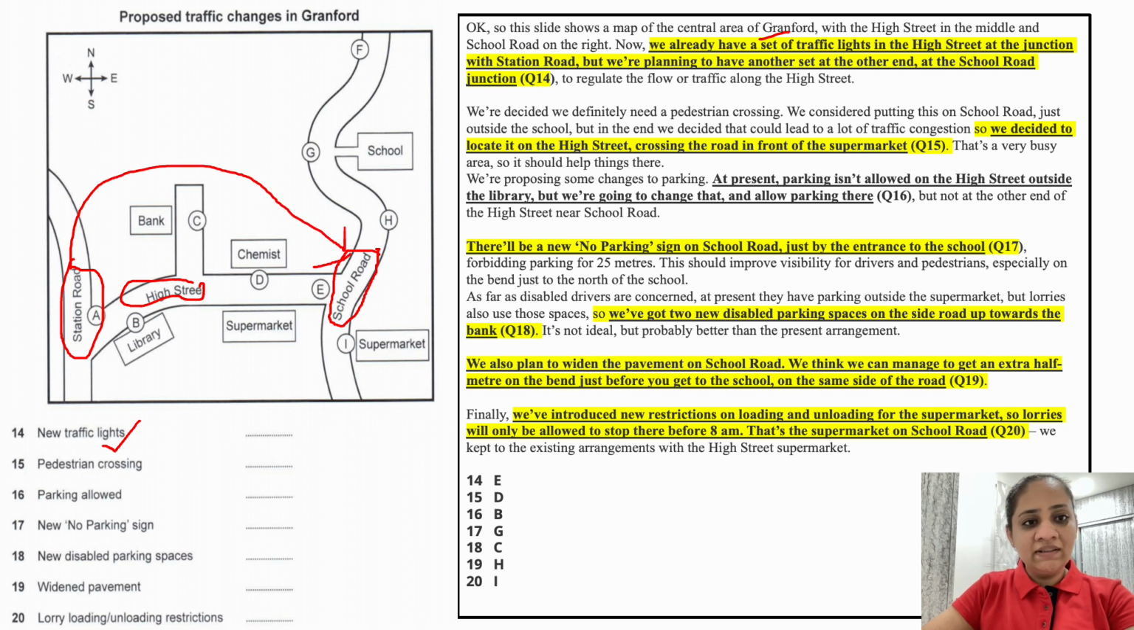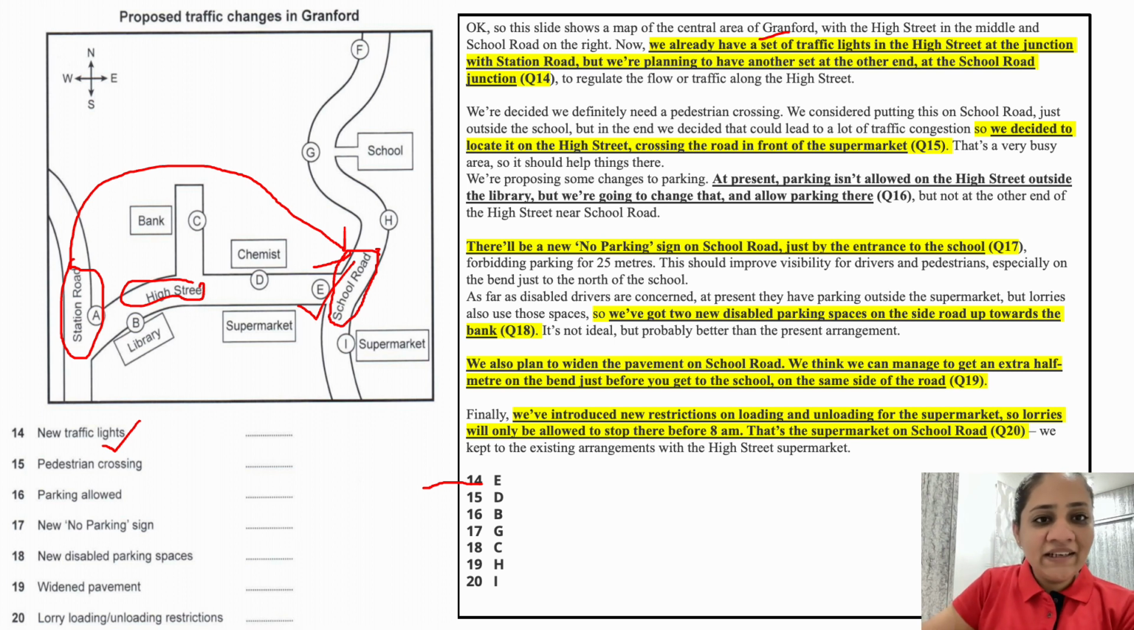So what they are doing, they tell you one piece of information and then tell you that this is opposite to the other side of the road, so that is the school road, correct? So nearby the school road we have E, so 14's answer is what? E. Okay, got it? Let's see the next one.